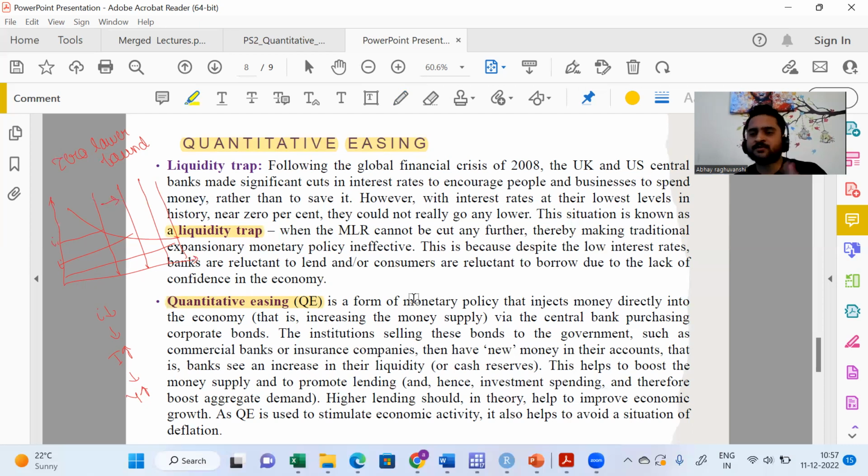So the three tools that we have read before are called the conventional tools of monetary policy, and this tool is often called an unconventional way of changing the money supply in the economy. In this form of monetary policy, the central bank injects money supply directly into the economy by purchasing corporate bonds.